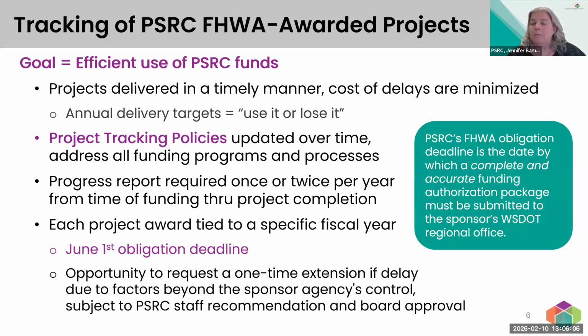And when we talk about obligation deadline, I just want to clarify what we're talking about. That's the date by which a complete and correct funding authorization package has been submitted to WashDOT. So that's what you have to submit and get signed off on in order to be able to expend those funds. Our deadline of June 1st is set so that we can make sure that WashDOT has time to do everything that they need to do for final signatures well in advance of the end of the fiscal year, because any funds that aren't obligated by the end of that fiscal year basically are lost funds.